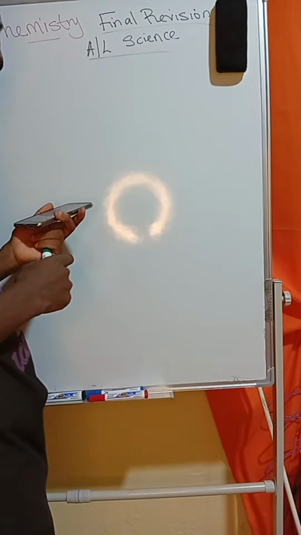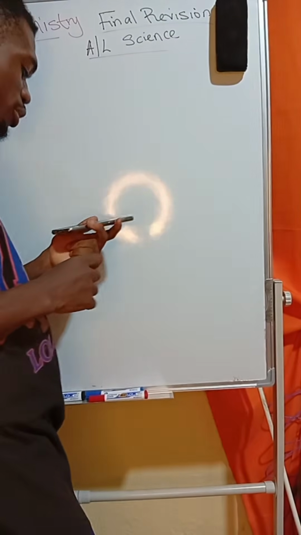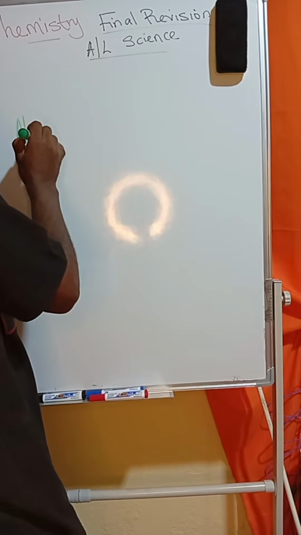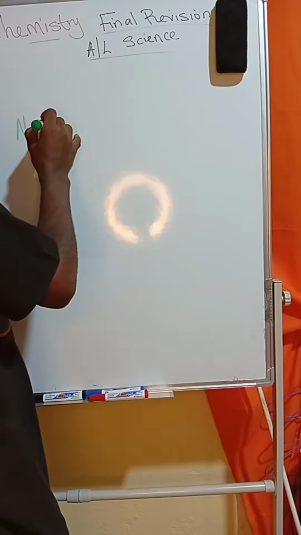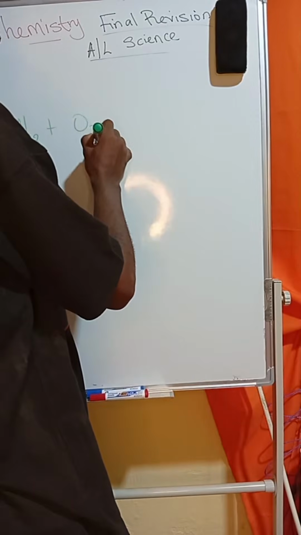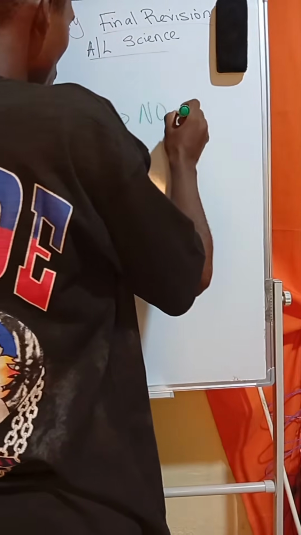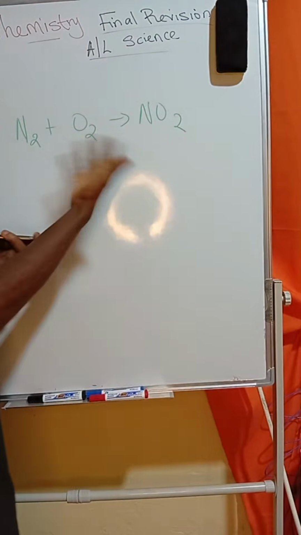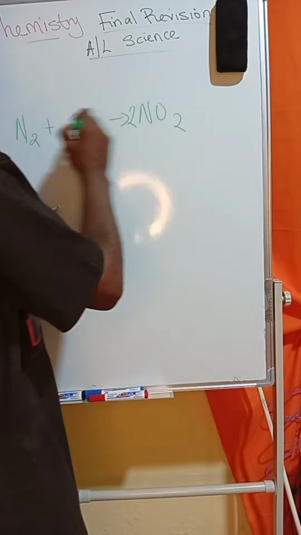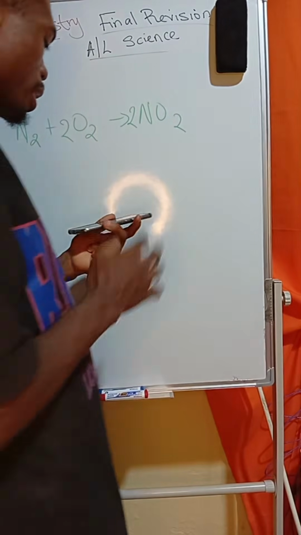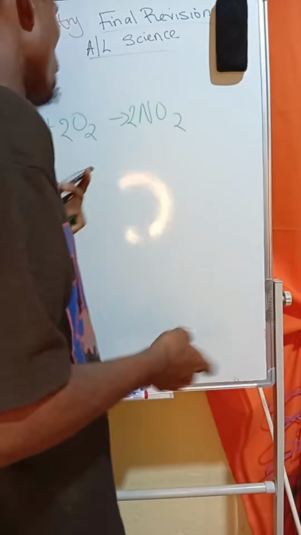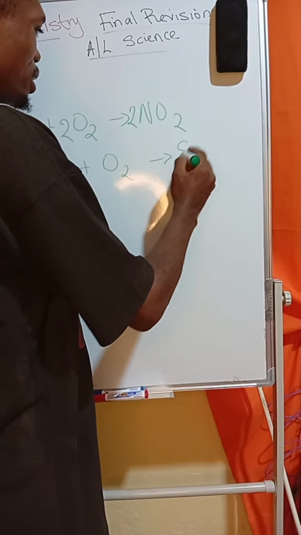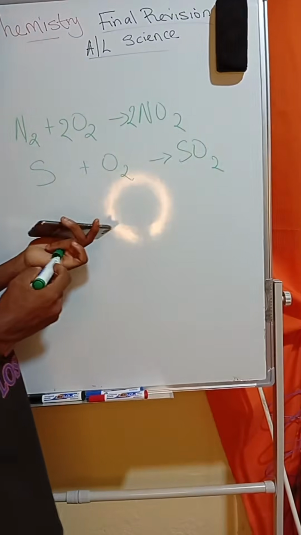Nitrogen first of all. We are talking about nitrogen. Nitrogen exists as a diatomic molecule, N2, and oxygen, O2. It forms NO2. At this juncture, you just have to balance it because it is not balanced. How do you balance this? You put 2 here, you put 2 here, and it is balanced. Then for sulfur, sulfur exists just as S, plus O2, and this gives you SO2. Simple.